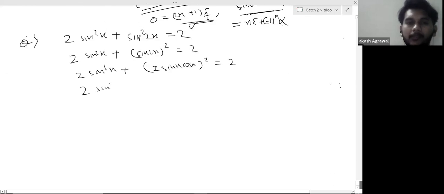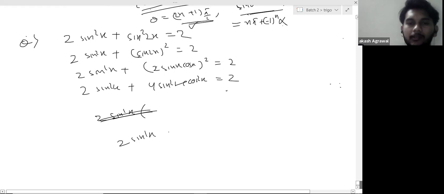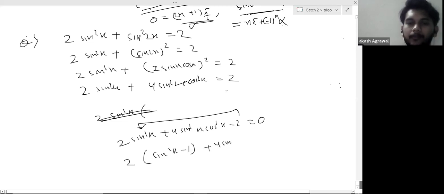So this is 2 sin²x plus 4 sin²x cos²x is equal to 2. Take this to this side, so this will be 2 sin²x plus 4 sin²x cos²x minus 2 is equal to 0. From this one, take 2 common, so 2(sin²x minus 1) plus 4 sin²x cos²x is equal to 0.